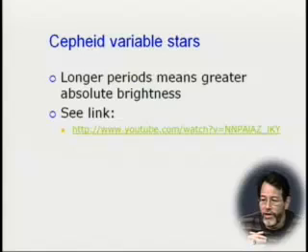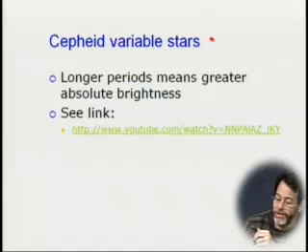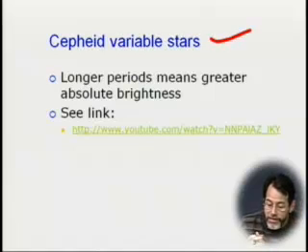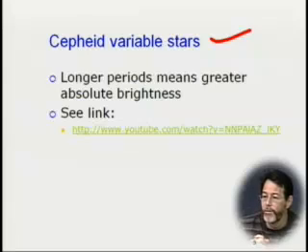So it turned out that the longer it took for a star to pulse, the more intrinsically bright it was. So very, very bright stars took very long to pulse, particularly if they were of the Cepheid variable class. So then all you had to do is know how apparently bright it was, and you could tell how far away it was. So let's say you see a very long period Cepheid, and it's very bright, apparently bright to the eye. Then that means that it's relatively close by.